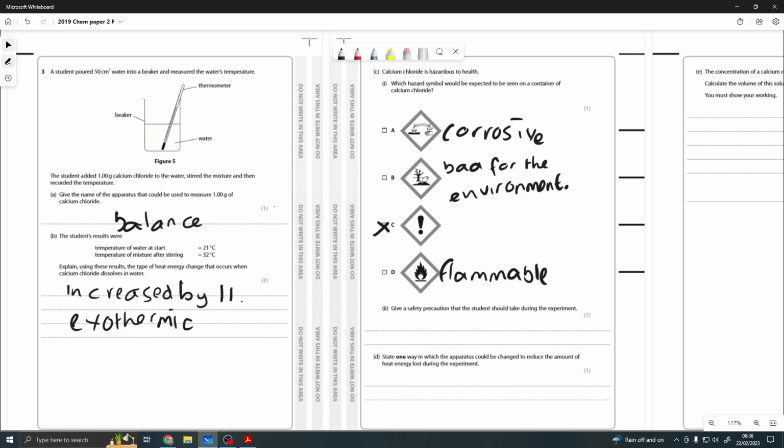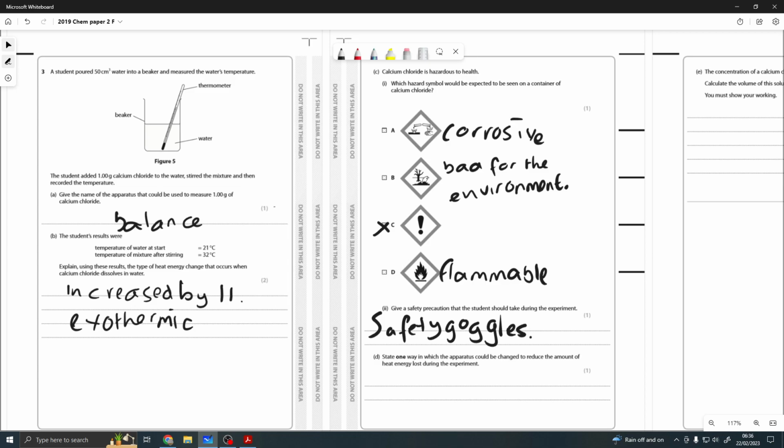Right, give one safety precaution students should take during the experiment. Obviously, it's a reasonably safe experiment. I know sometimes we go a bit crazy with the whole safety. Now, what you need to say here is safety goggles. Don't write tie hair back, because that only applies to flames. If we're using a Bunsen burner, that is when your hair is tied back.